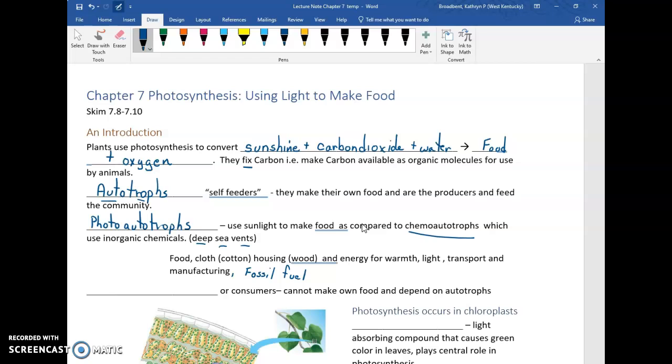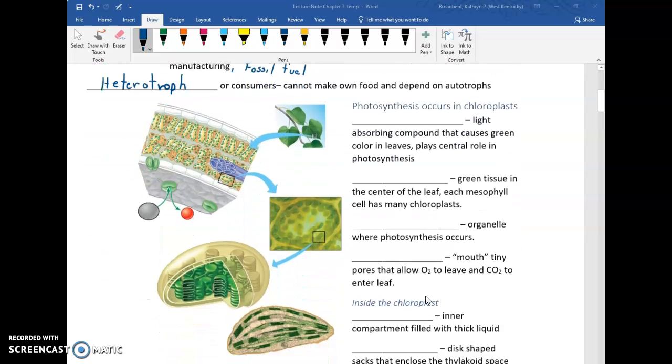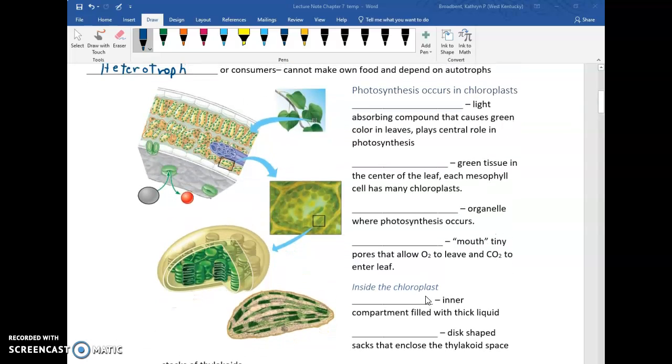So we are a heterotroph or consumer. We can't make our own food, and we depend on autotrophs. And so most animals are heterotrophs. So photosynthesis occurs in the chloroplast, and we're going to look here at this diagram.